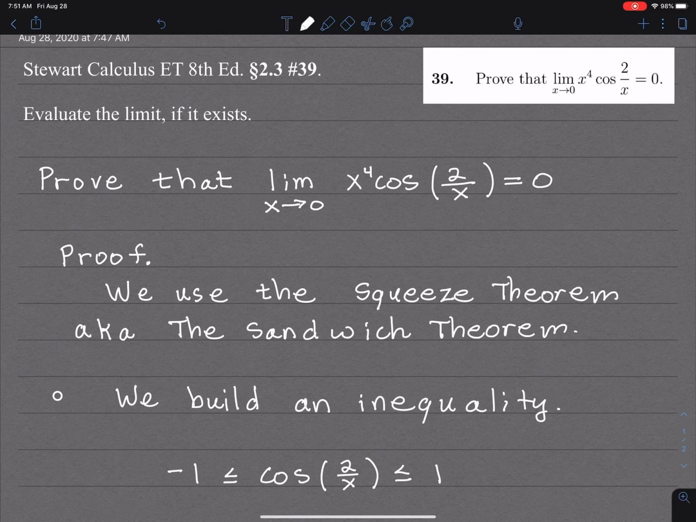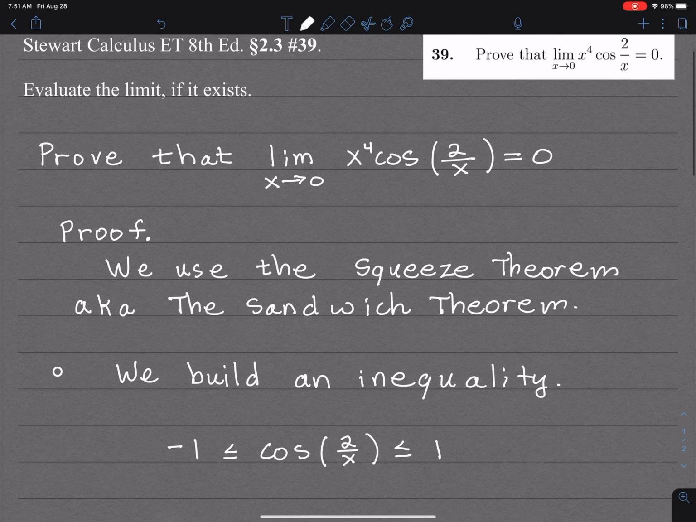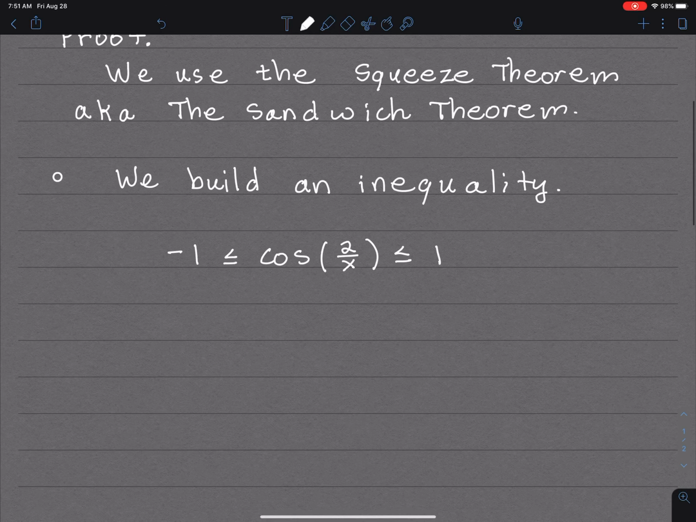All right? Okay, now I'm getting there. My function is not cosine 2 over x. I don't think that limit exists anyway, so I'm pretty sure if I just had that function, the limit wouldn't exist. But if I multiply by x to the 4th, well, that's what I need. I need to multiply by x to the 4th. So I'm going to multiply through.